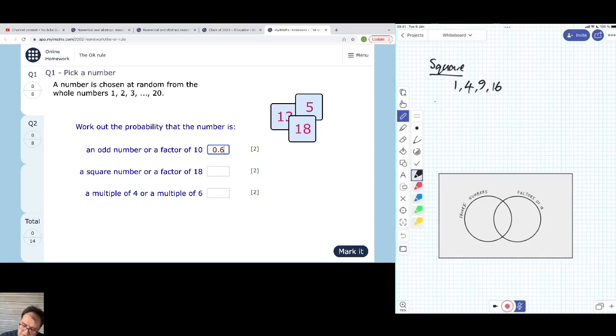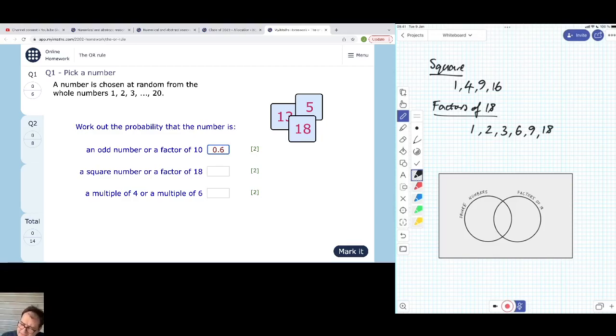Then the factors of 18 are the ones that you can divide 18 by. So you can divide 18 by 1. You can divide 18 by 2. You can divide 18 by 3. You can't divide it by 4 or 5. You can divide it by 6. You can't divide it by 7 or 8. You can divide it by 9. You can't divide it by 10, 11, 12, 13, 14, 15, 16 or 17. But you can divide it by 18.